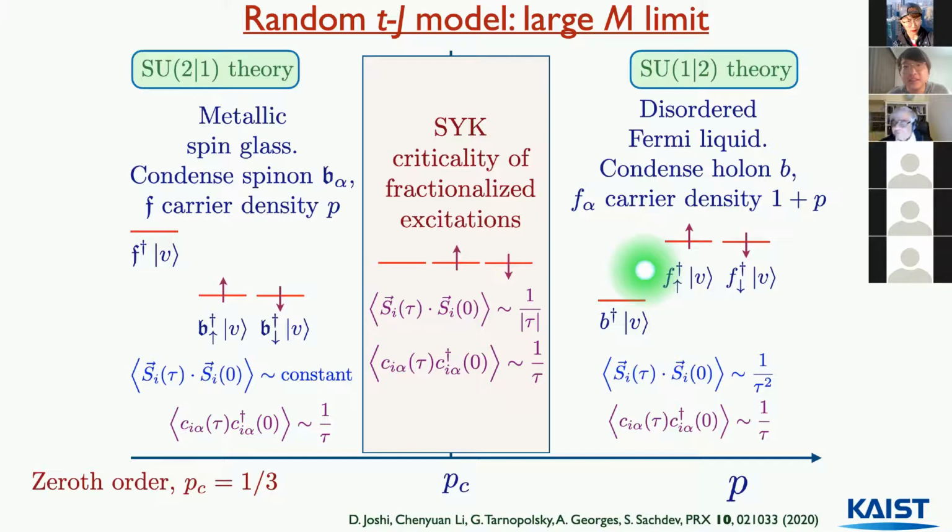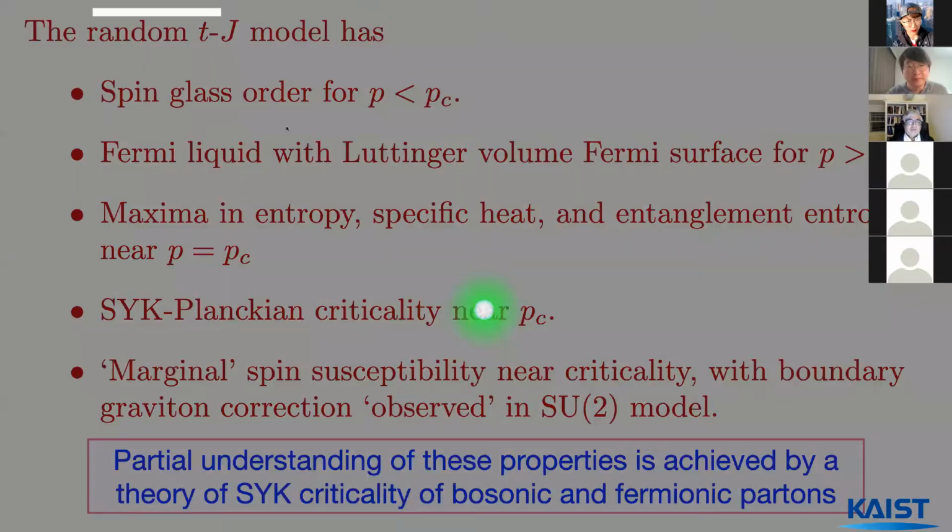Yes, on the same page, is there any simple understanding of the difference in the spin-spin correlations between SYK and the disordered Fermi liquid case? 1 over tau versus 1 over tau squared. You mean this over here? Yes. The 1 over tau comes from, well, roughly speaking, sorry.